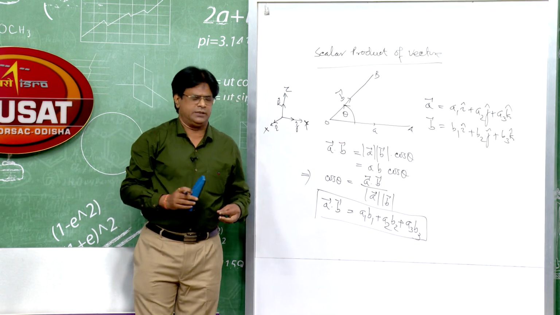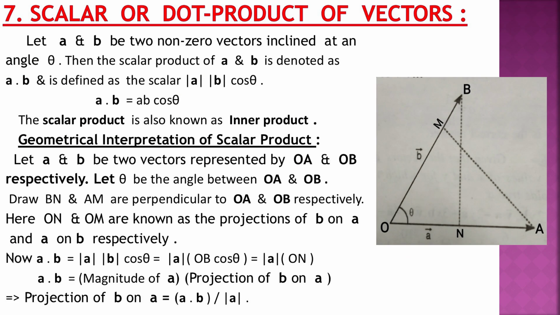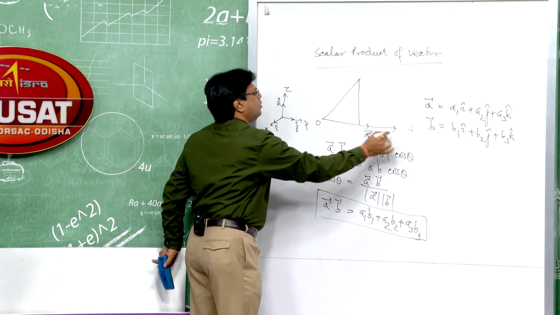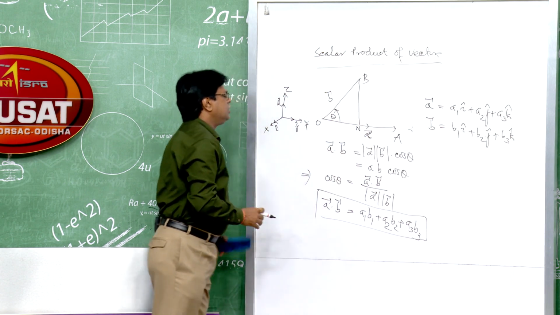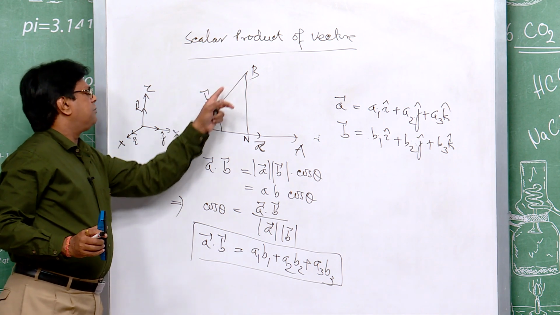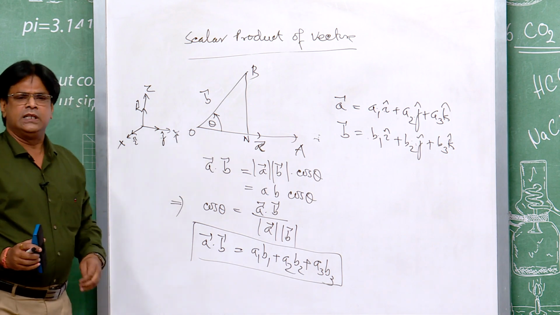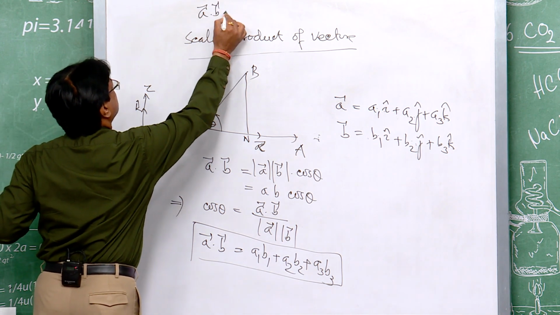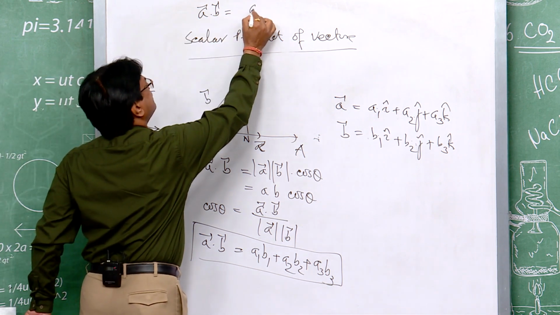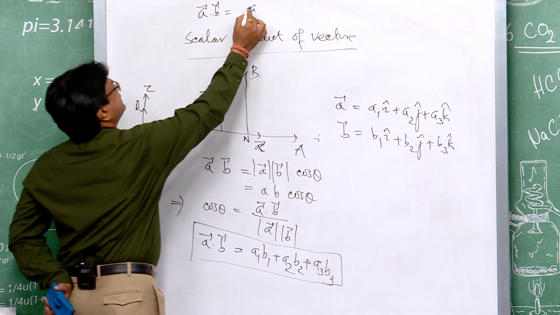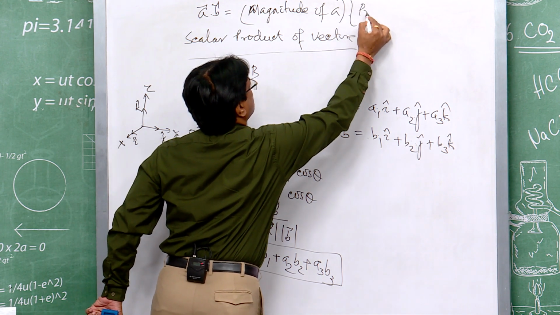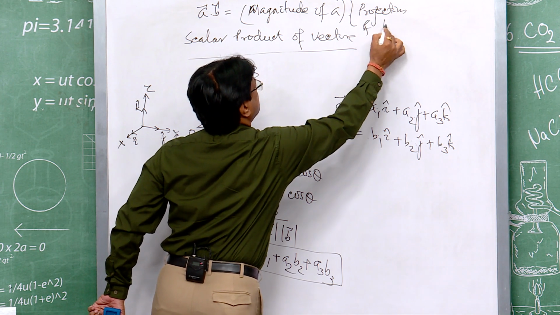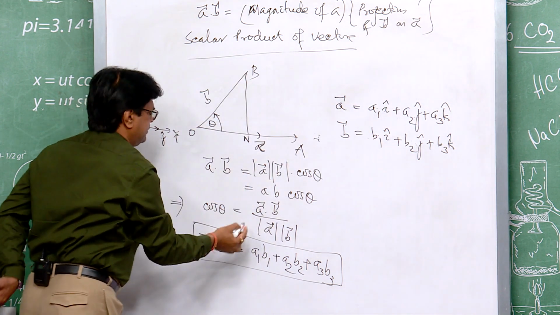So, dot product is commutative. See the slide, suppose this is your A vector O A, this is your B vector O B, this is your theta and this is suppose N. So, this is the projection of B vector on A vector, that is your O N. So, A dot B is nothing but the magnitude of A into the projection of B on A, because this is your A B cos theta.